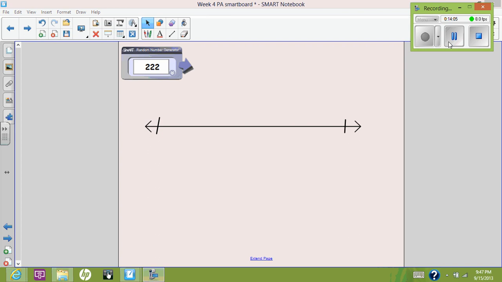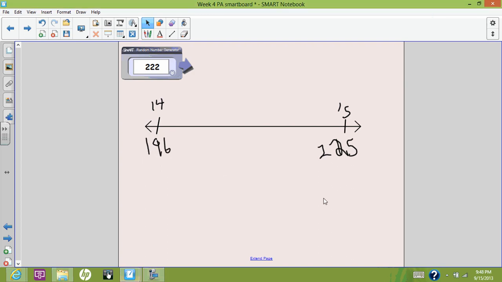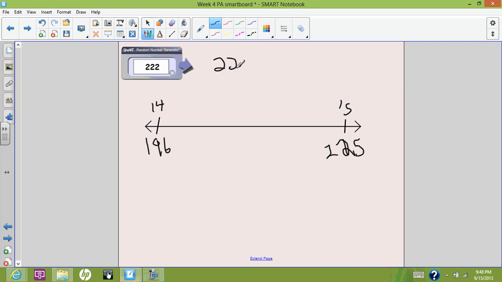222. I'm only going to count to 5 this time. Pause the video and then try it out. 5, 4, 3, 2, 1. Okay, so 222 is between the perfect squares 196 down here and 225 up here. The square root of 196 is 14, and the square root of 225 is 15. That means we know that our square root of 222 has to be somewhere in between 14 and 15.